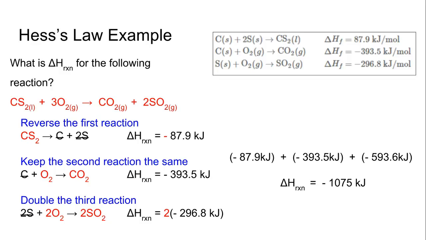When we add all three of these together, we end up getting a delta H for the reaction of negative 1075 kilojoules. That is the same as if we would have done the CS2 plus 3O2 yields CO2 plus 2SO2. Notice we used 3 reactions to get the same enthalpy change as if we would have done that one reaction.